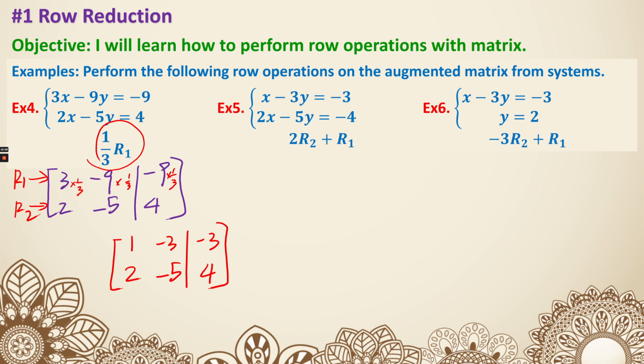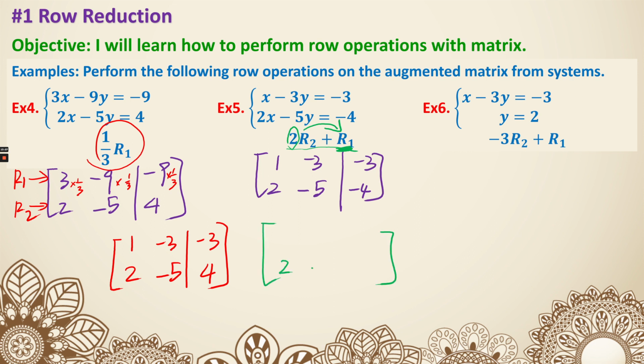Example 5, same thing. Let's start with the augmented matrix. 1, -3, -3, 2, -5, -4. And we are going to first make sure you understand this notation. That means you are multiplying row 2 by 2, then you're adding onto the first row. So you've got to be clear, row 2 is not changing. I'm going to copy down row 2 first. 2, -5, -4.